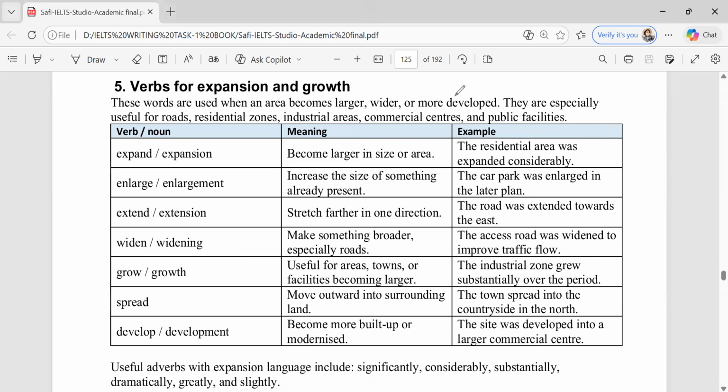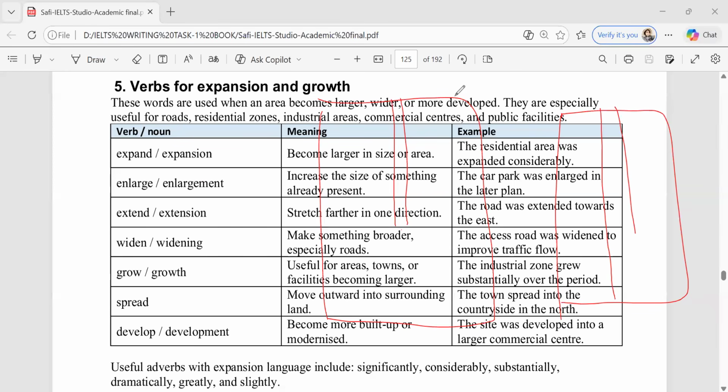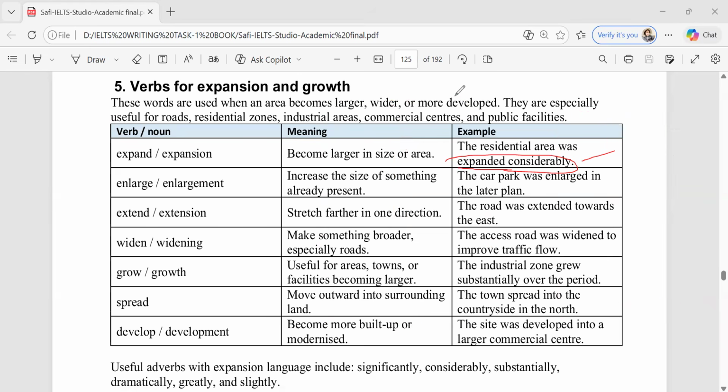For example, now I have a road. This is my road, for example. This is my first map, and this road was only this much. Can you see? It was this much. But now, in the new map, they have extended it fully. Can you see? It is extended now. So if something has extended or enlarged, you do understand how it works. Suppose the residential area was expanded considerably. Expanded considerably means largely.